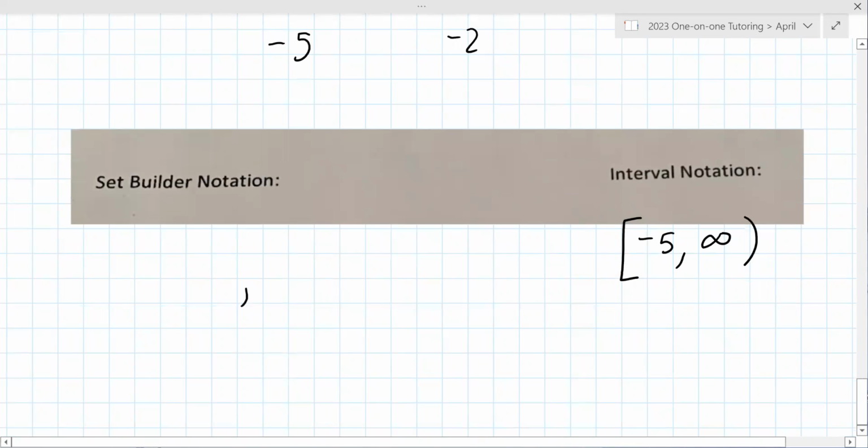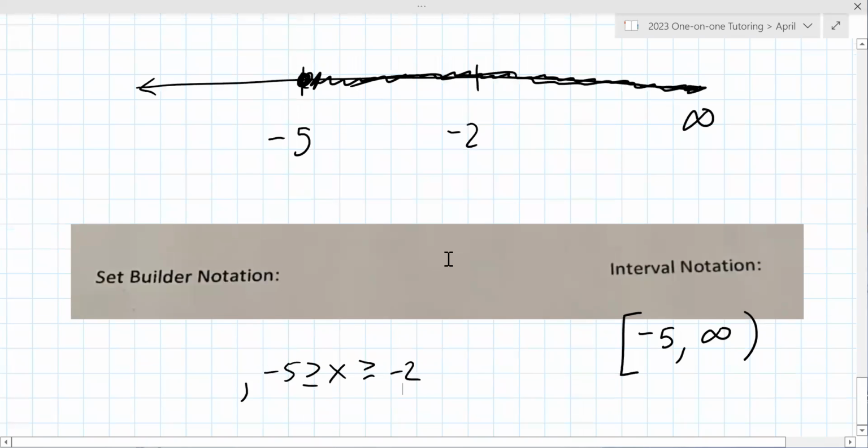Would it be -5 greater than X, or greater than or equal to X, greater than or equal to -2? But you just said it goes all the way past infinity. Have you ever seen an infinity with an inequality? No. Okay, so this one is X greater than or equal to -5. It's all the numbers to the right of -5.